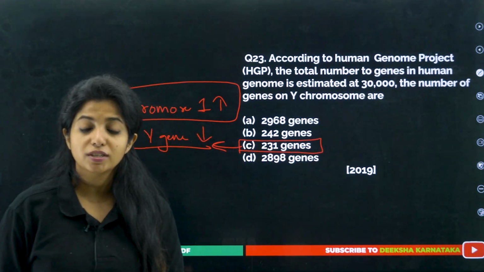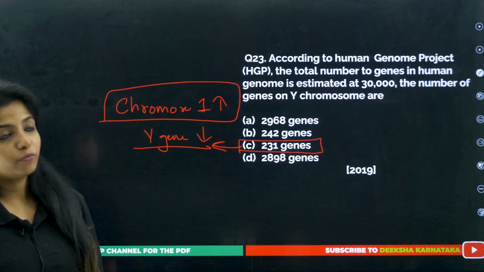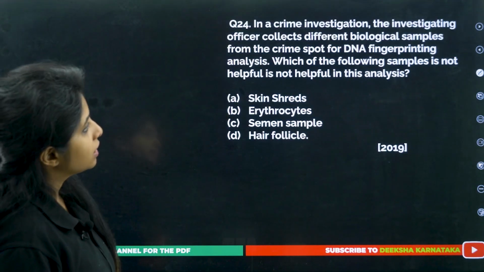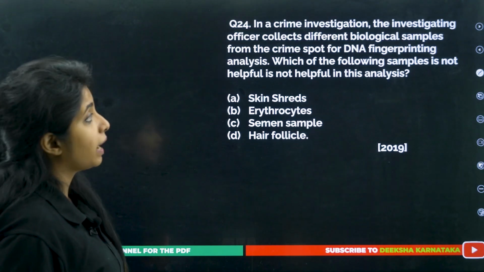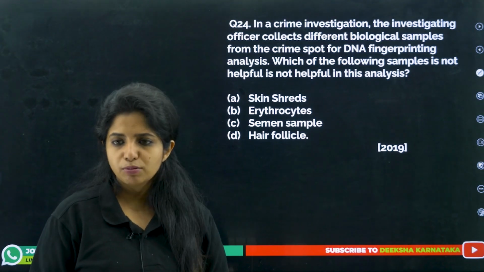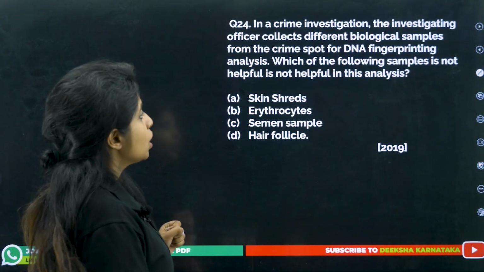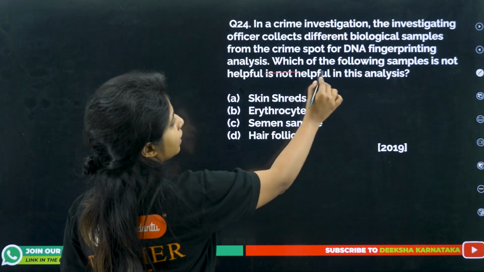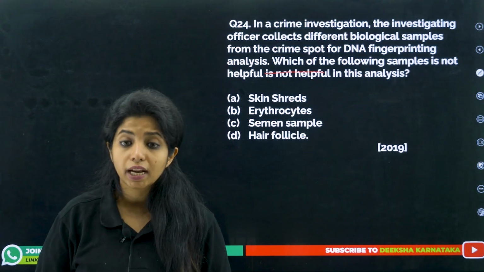Okay, this came in 2019. This is given under the Human Genome Project. Next question. In a crime investigation, the investigating officer collects different biological samples from the crime spot. Okay, they took different samples from the crime spot for DNA fingerprinting analysis. Which of the following samples is not helpful in this analysis, my dear children?